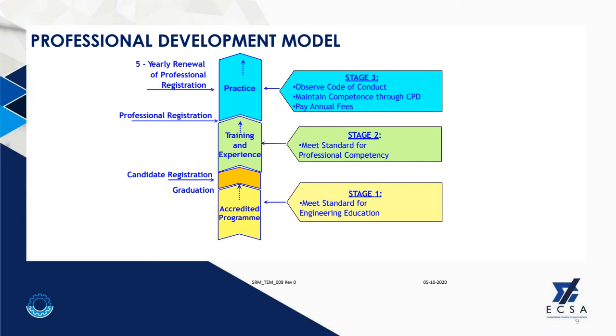Now, in that stage three, they have to observe the code of conduct and they have to maintain competence through CPD and pay the annual fees on top of that. And as I've said earlier, the registration is a five-year renewal process in which, from that maintaining competence through CPD, the applicant must meet at least five credits per year. In a five-year cycle, would be 5 × 5 years, then it means it's 25 credits.